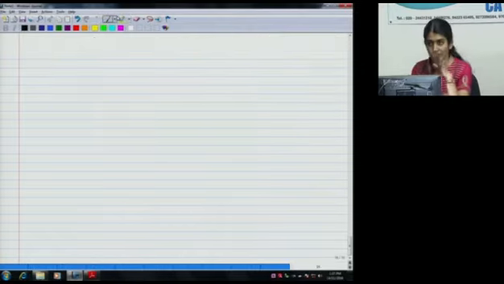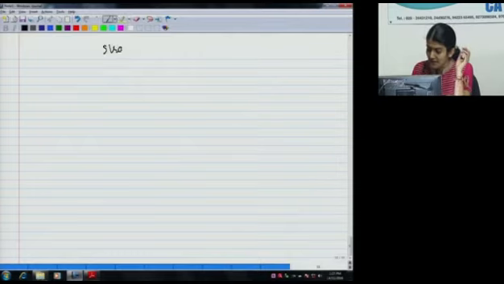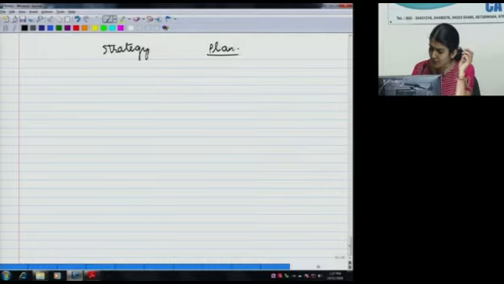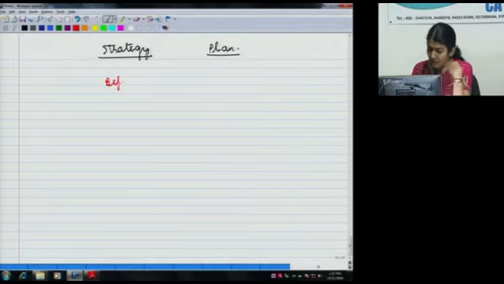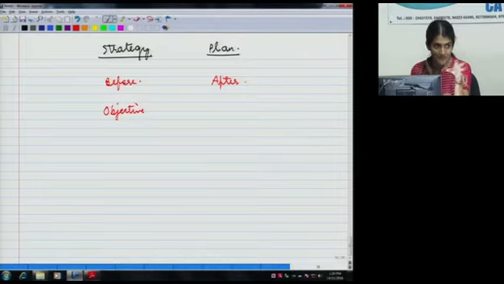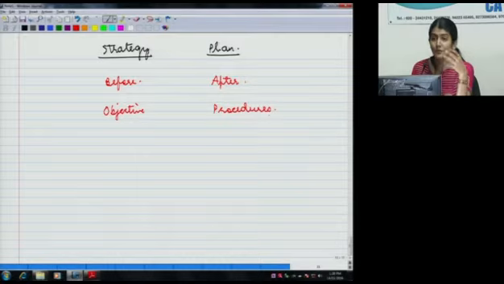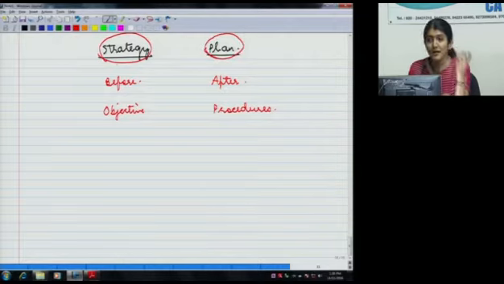Or these homonyms, like similar words? Strategy and plan? Strategy is long term, plan would be short term. What else? Strategy will come before and plan will come after, no? Right, and say for example in strategy, you will decide upon what is your objective. And based on your objective, what procedures are to be followed to achieve that objective. You understand? Say there is a change in your strategy. So obviously accordingly you will have to change your plan also.